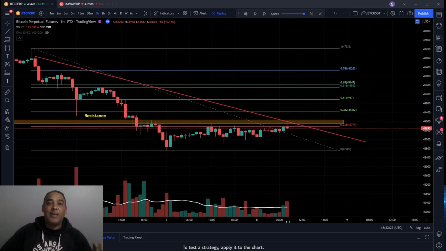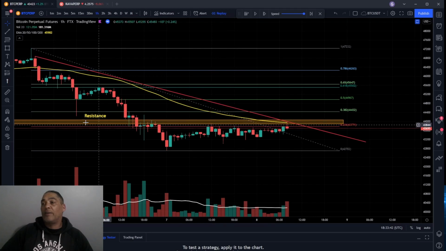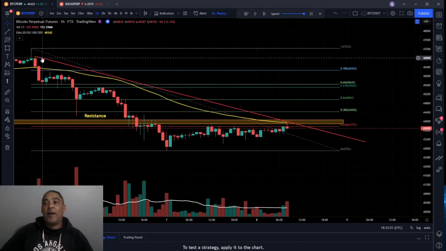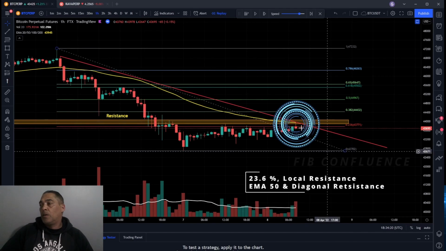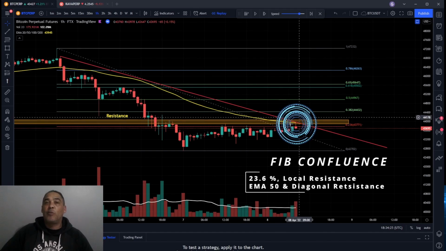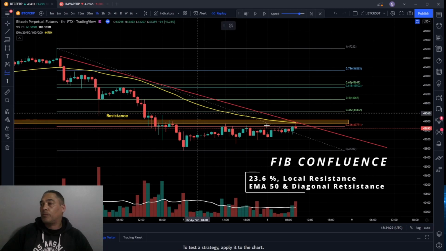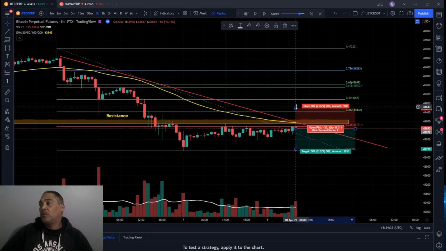So based on my analysis, I like to use the 50 EMA. So here we have confluence with my local level of resistance. I have my dynamic resistance based on my 50 EMA, and I have a diagonal resistance based on the trend line. So now that we have all these confirmations in place, I'm comfortable taking a short position based on my analysis. I'll grab my short position tool. I'll take a trade at candle close.